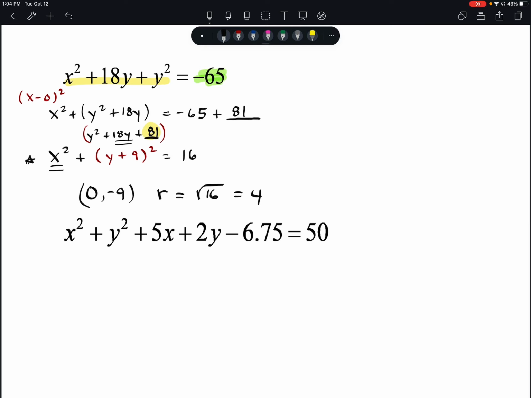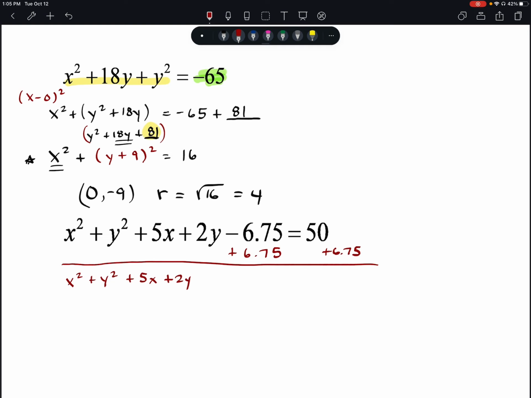All right, we've got one more. So if you want to pause it and try it, that would be a great idea. If you're just trying to get through it, then just listen along and do the best you can. So again, I'm going to start out with the same methodology. I'm going to add 6.75 to get rid of it. Now I've got x squared plus y squared plus 5x plus 2y is going to equal 56.75.